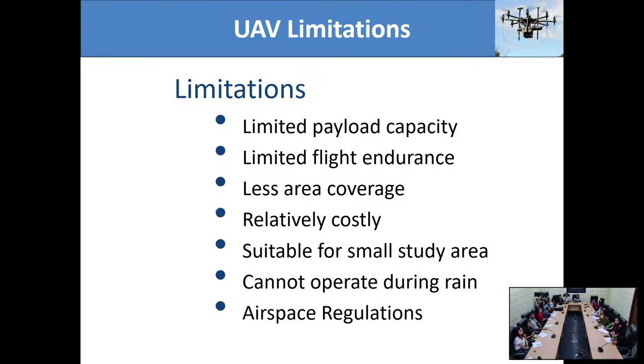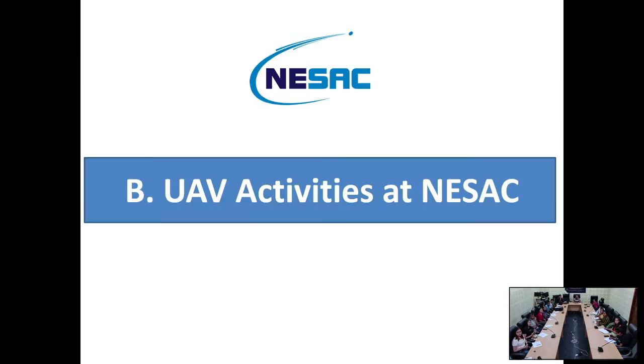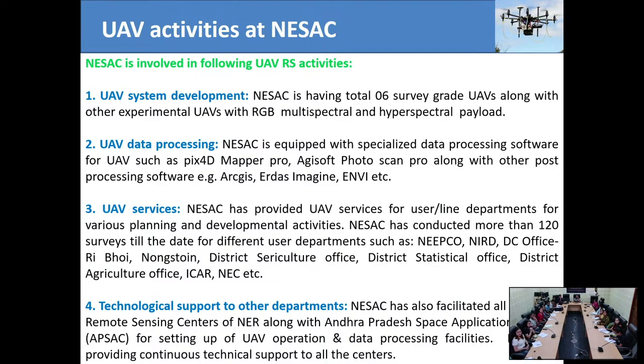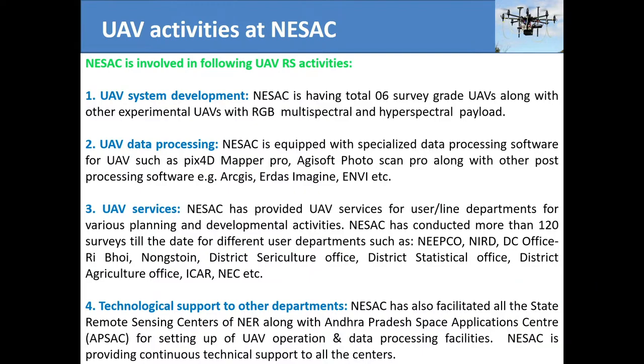So, this was all about UAV technology and applications in general and some limitations. Next, you will see some of the systems and applications we are doing at our office. Our activities are broadly in four domains. One is system development. We have done a lot of assembling and development of systems based on the specialized need at our office. Second component is data processing. Data processing is also very important and very skilled work in the domain of UAV activities. We do a lot of data processing, many softwares are there and we have a big team for that. Then the third part is UAV services.